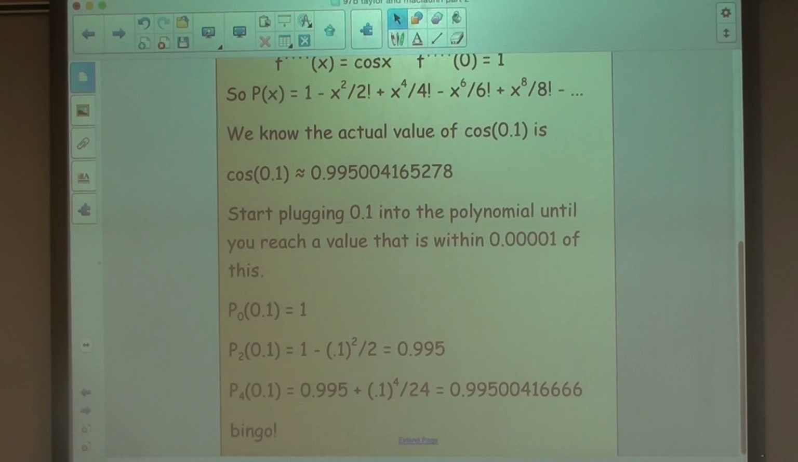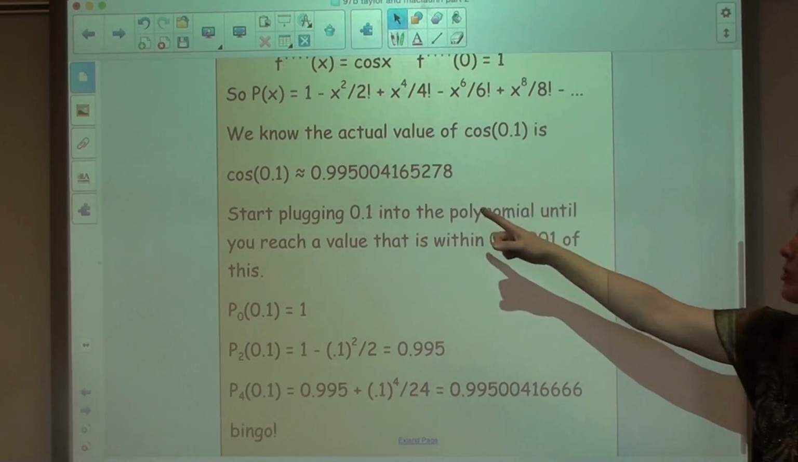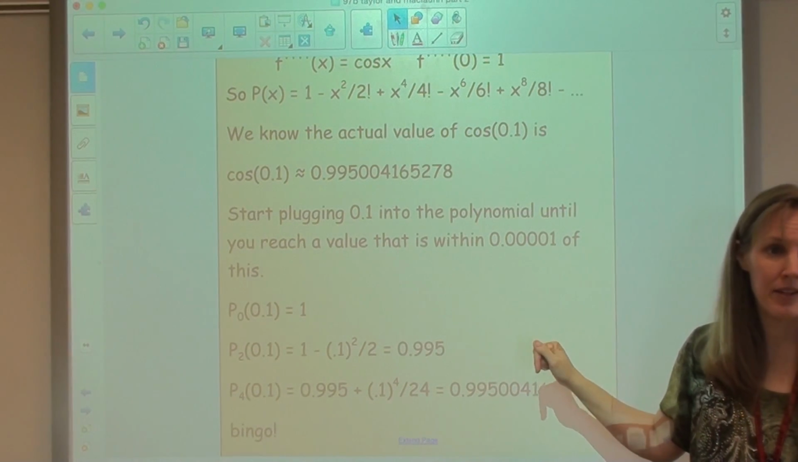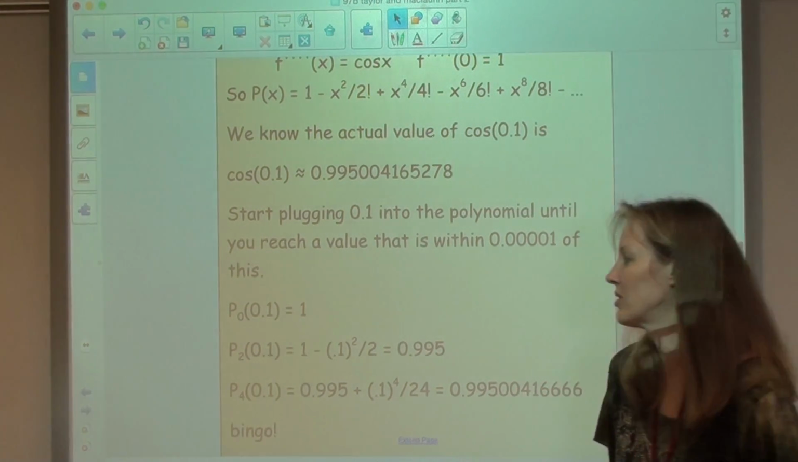That seems harder? Yeah. Well, I gotta tell you, you're using the remainder formula, you'd have to do it just to find n, and then you'd still have to write your polynomial and plug the 0.1 into it up to n terms, right? So it's no harder, it's just different.